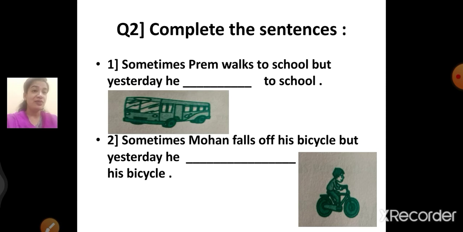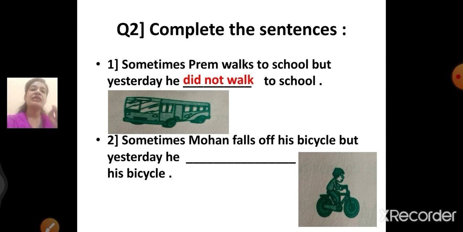So we are going to write the opposite sentence, meaning the negative sentence of it. Did not walk. Sometimes Prem walks to school, but yesterday he did not walk to school because he went by bus, as the picture shows. Sometimes Prem walks to school, but yesterday he did not walk. So what are you going to fill in this blank? Yes. Did not walk.